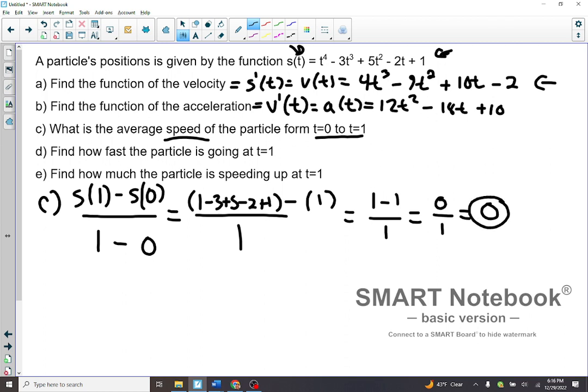Does that mean they didn't move throughout that time? No, that would just mean at some points they probably were going forward. At some points they were going back. Overall, they didn't make any distance between 0 and 1.